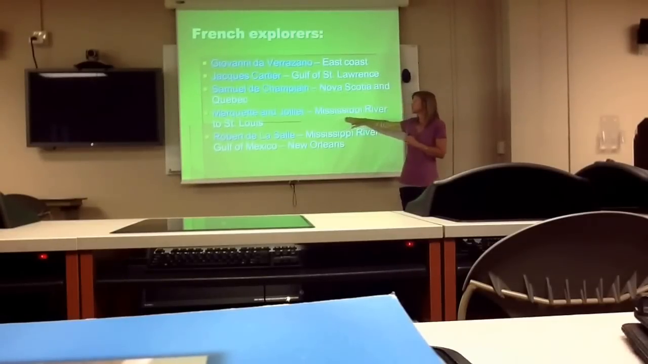You have Marquette and Joliet, who are going to come down the Mississippi River to about where St. Louis is today, and that's going to give France some claim to the area around the Mississippi River. And then you have Robert de La Salle, who will come all the way down the Mississippi River to the Gulf of Mexico, where New Orleans is, and again give France claim to that territory as well.